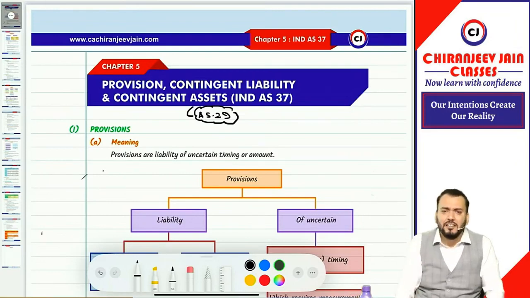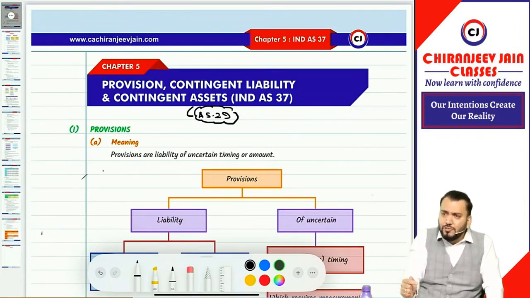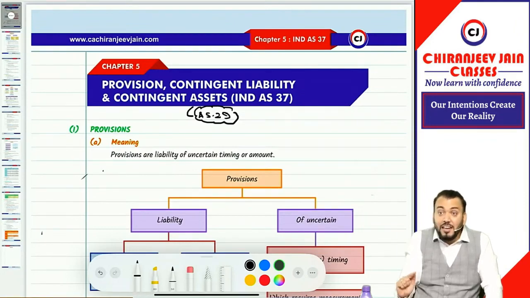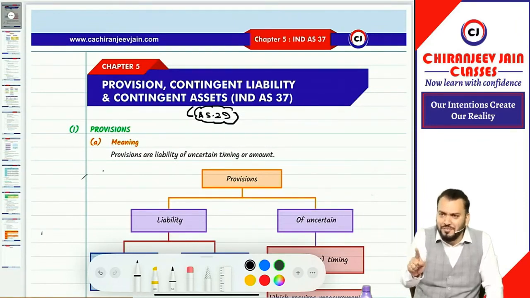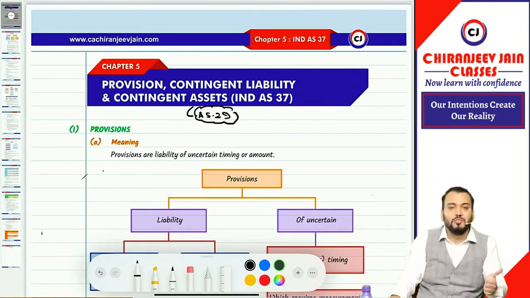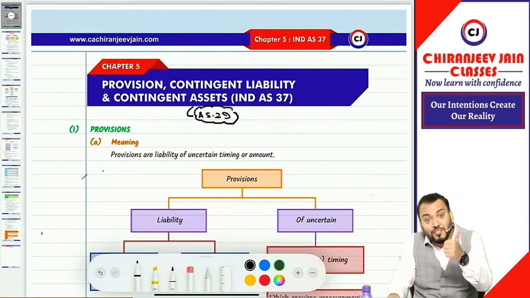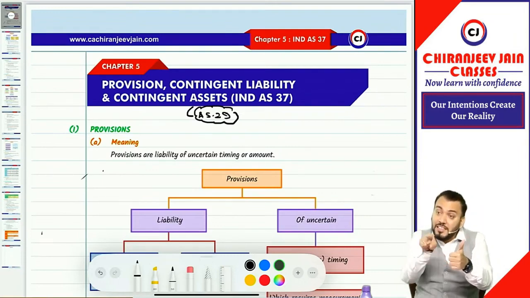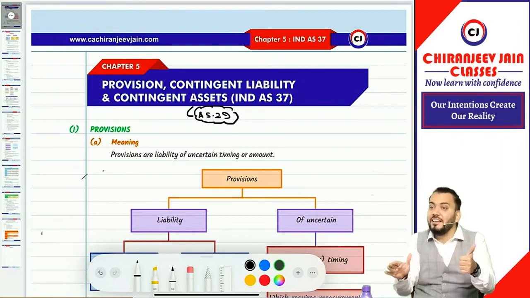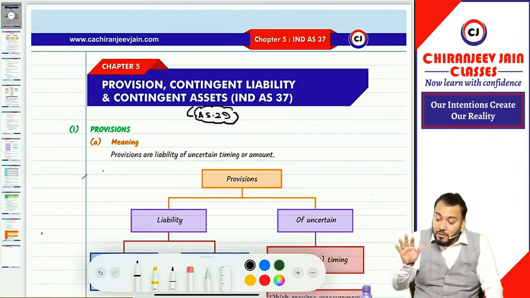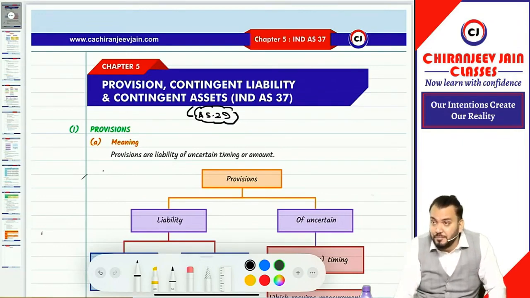Achha, in CA Inter, can you say you first used to read the question, then see the solution, and then try to understand the concept? Bolo, yes or no? Understood? You will follow the same thing here also, but you will not be able to pass. Because here, if you are not able to understand the concept first and then apply it on your own, you will die in the exam.